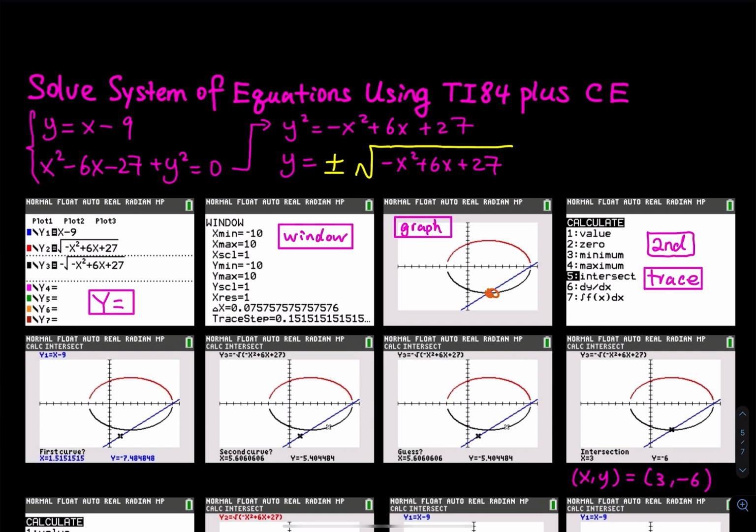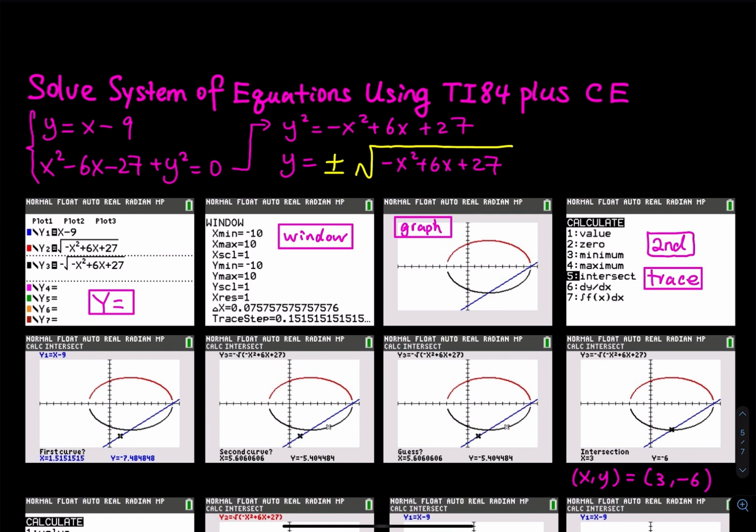So one over here and then one over there. I need to find out the coordinates of those two intersections. To do so, you press the second key, and then you press the trace key. So second trace, and then you select number 5, which is intersect. You have to find the intersection.